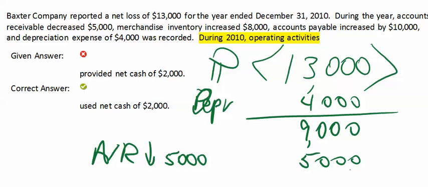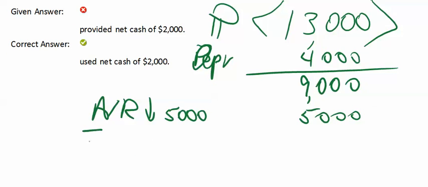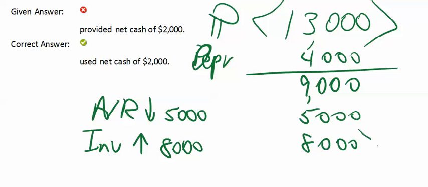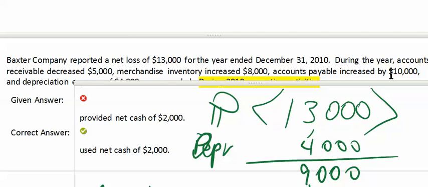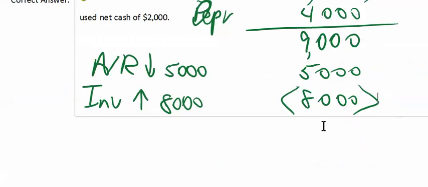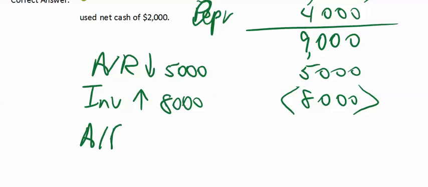Merchandise inventory increased by $8,000. Well, the inventory increased. If it increases by $8,000, I have to write a check, so that's going to decrease my cash by $8,000. Next, accounts payable increased by $10,000. As mentioned in my previous video, current liabilities, as those increase, they effectively are giving us additional money, so that's going to have a positive effect on my cash, so it'll be an increase to my cash flow.